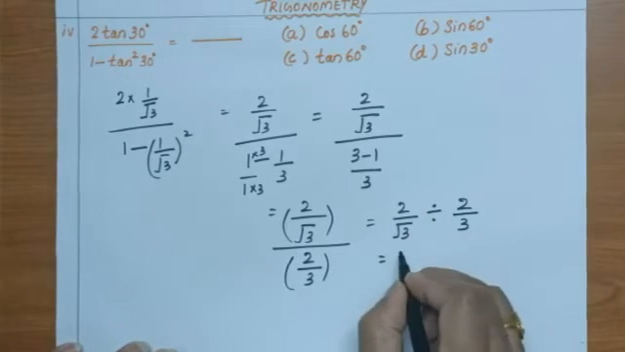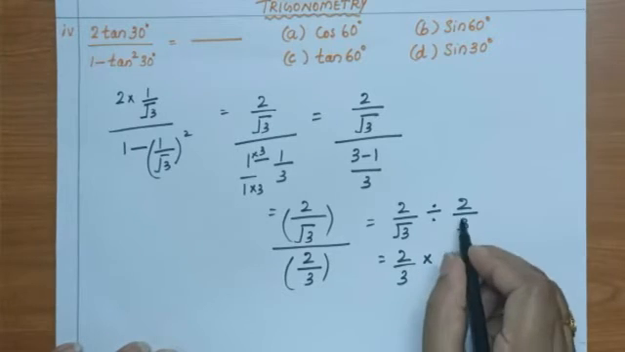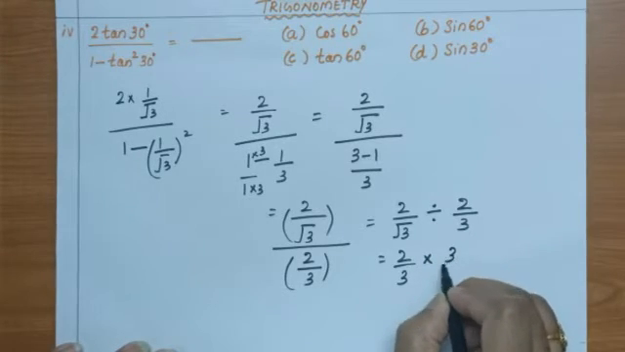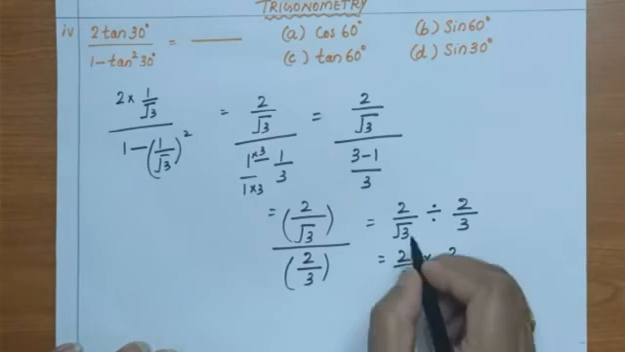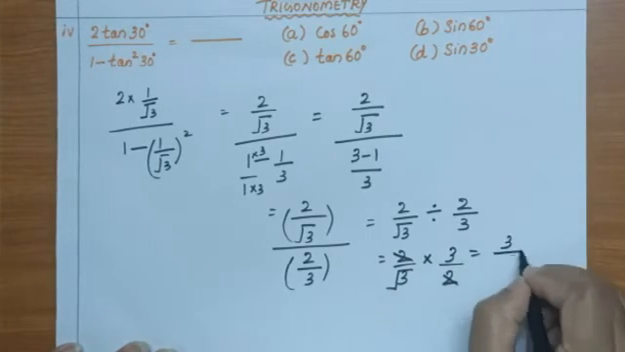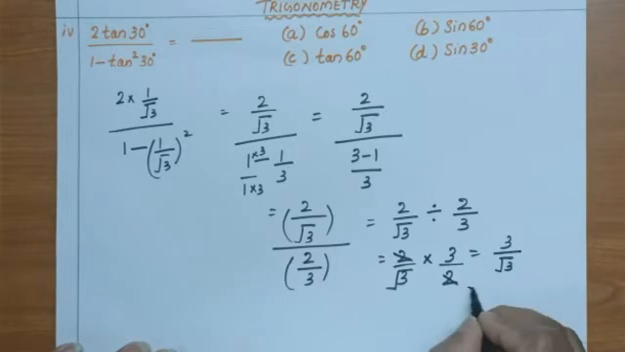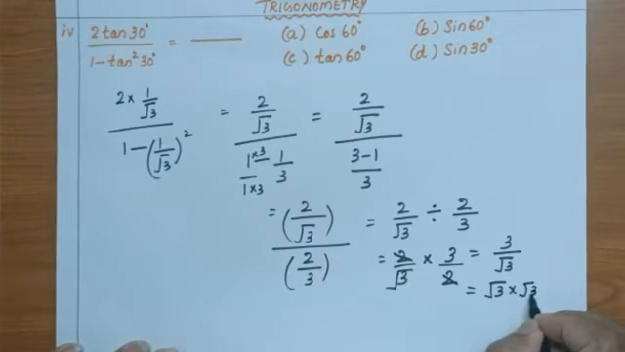Division of fraction, division we can change into multiplication. 2 by 3 we have to take the reciprocal, that is 3 by 2. We can cancel 2 and 2, we will get the answer 3 by root 3. So like before, we can rewrite 3 as root 3 into root 3 by root 3. We can cancel root 3 and root 3. So we will get the answer here root 3.